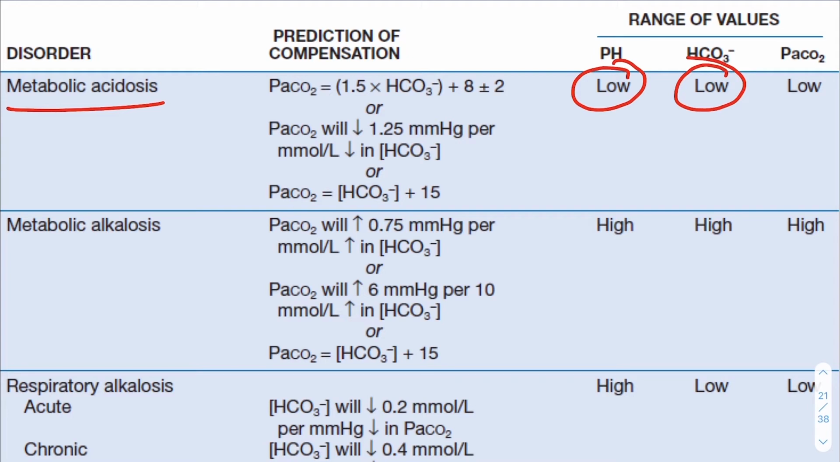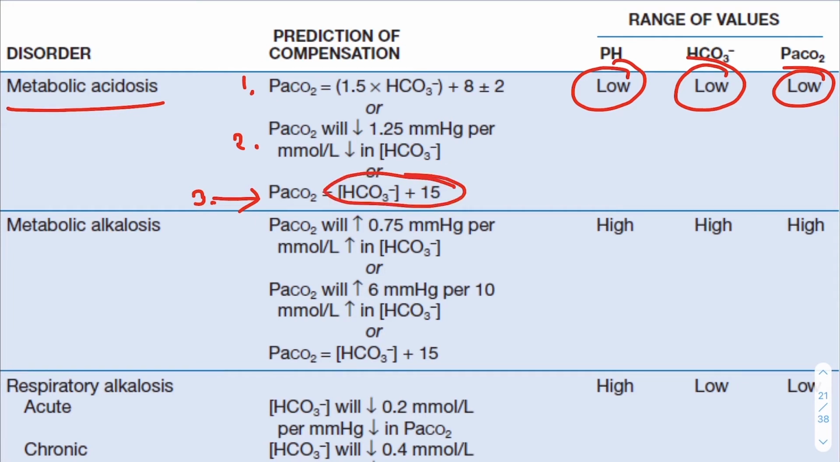That means it will try to remove carbon dioxide from the body so that PCO2 becomes low. So what will be the PCO2 value? PCO2 value will be bicarbonate value plus 15. There are three formulas, 1, 2 and 3. I am saying the third one because the third one looks a bit easier.